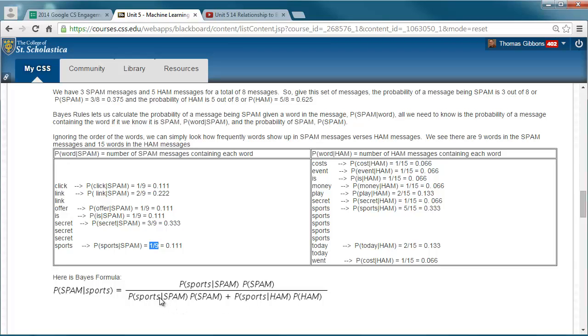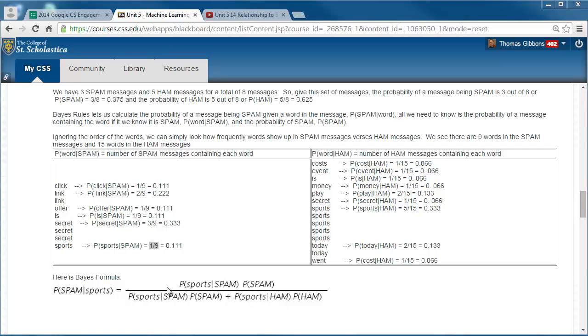And then down here we repeat that same probability, the probability of sports given spam, and again that's 1/9 times the probability of spam, that's 3/8. So I can fill in those values here. And then the probability of sports given ham, and sports actually appears lots of times in ham messages, so that's probability 5/15, and the probability of ham here, which is 5/8. So I can fill that in and do my entire calculation and figure out the probability of a message being spam if it includes a single word, sports.